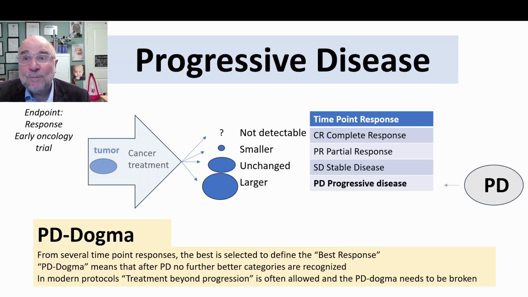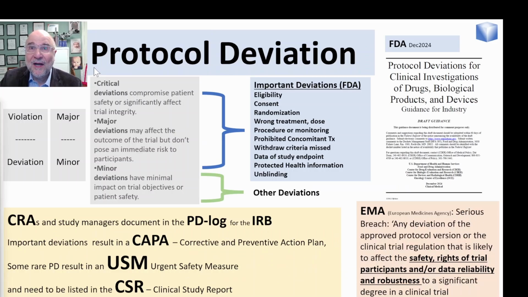For that, the protocol needs to allow treatment beyond progression. Now that is what modern protocols typically allow. And if you have a different protocol, then it's a good idea to propose to allow treatment beyond progression in the next protocol amendment. We describe our clinical trials in protocols.